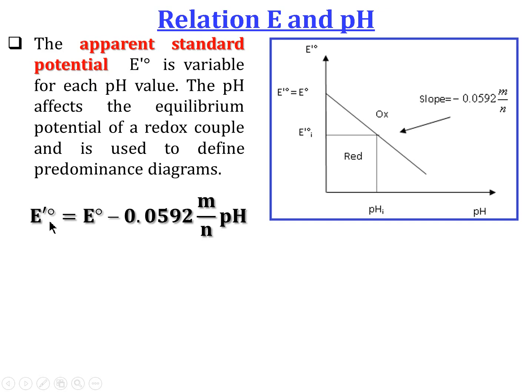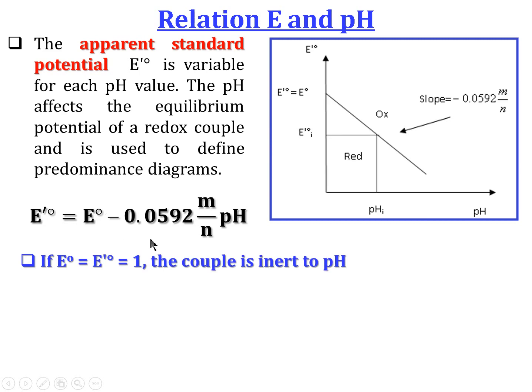The variation of E prime 0 as a function of the pH will be a decreasing straight line, since the equation is identical to y equals ax plus b, and the slope of the line is equal to minus 0.0592 m over n. If E prime 0 is equal to E0, the couple is inert to pH.